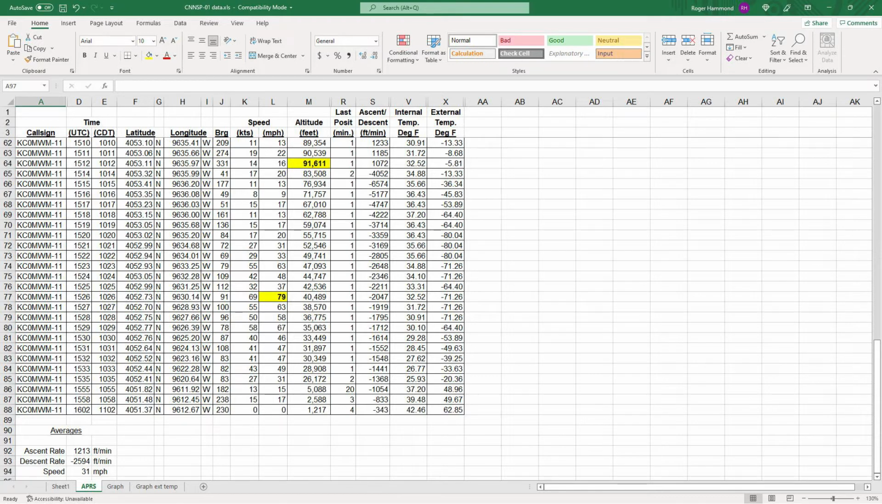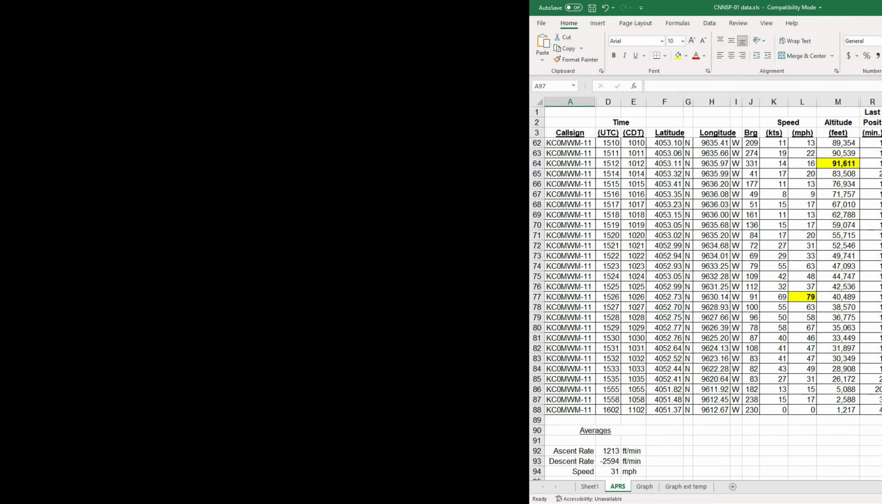So I've highlighted a couple of numbers here. One of them being the highest altitude that we achieved, or at least recorded, and that's the 91,611 feet. And the other number is the 79 miles an hour that the payload was traveling, and that means that the wind at that altitude, which was around 40,000 feet, was that speed.